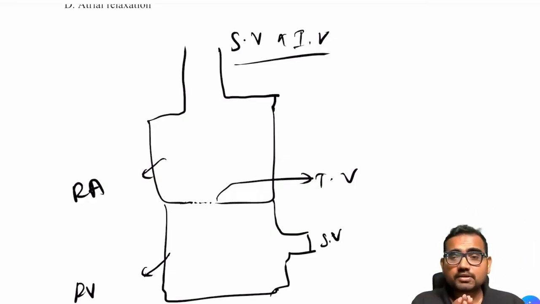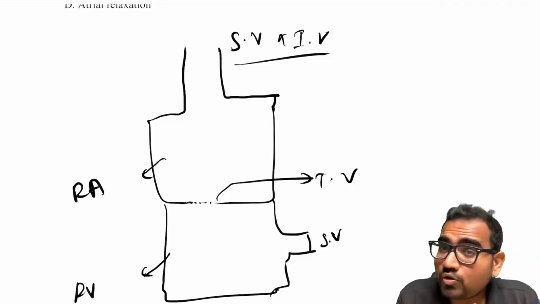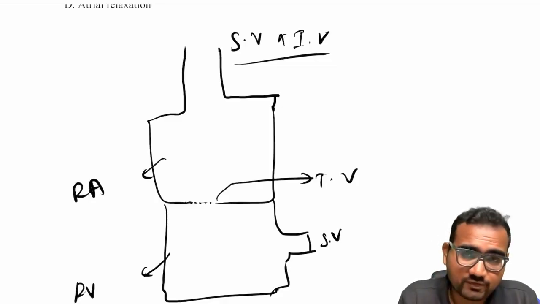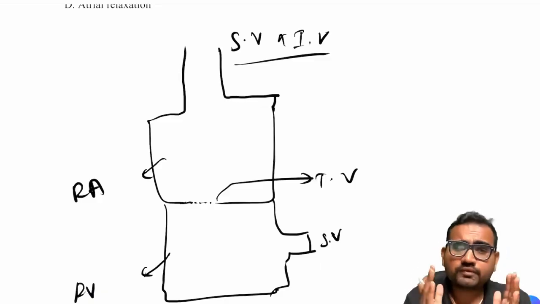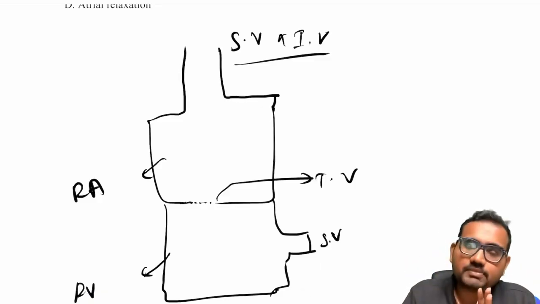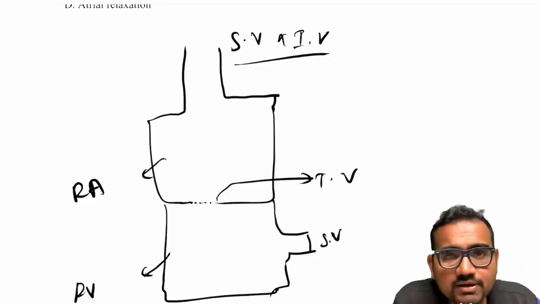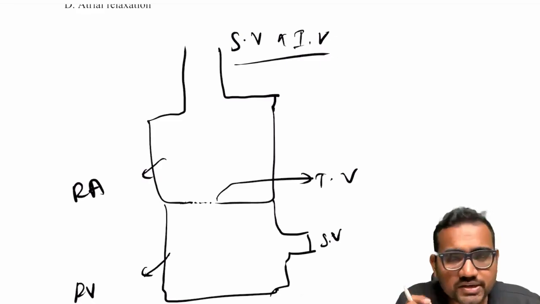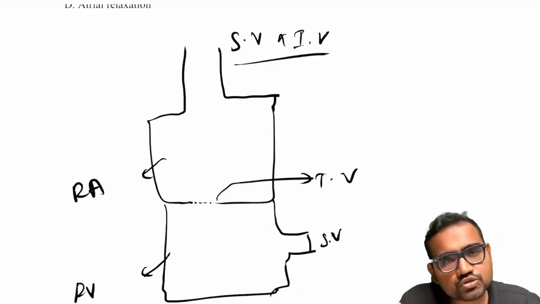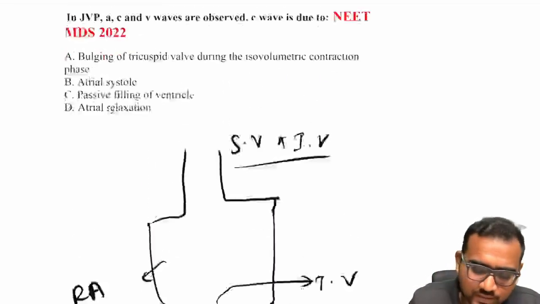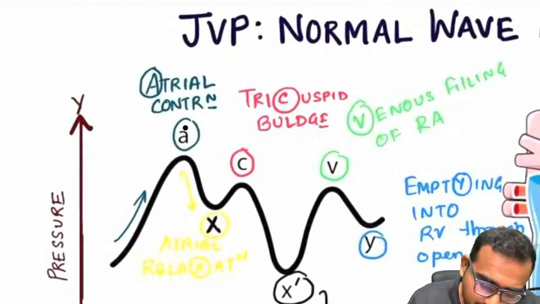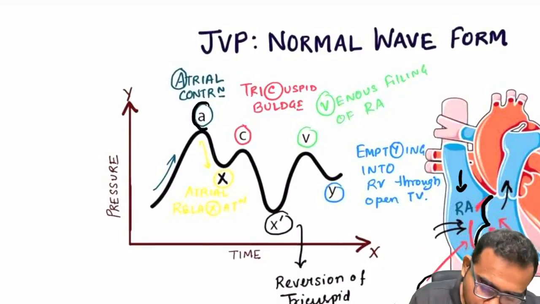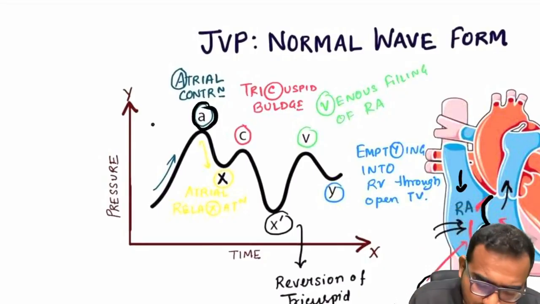So am I right in saying that whenever the right atrium contracts, there is going to be some amount of backflow of blood into the superior vena cava and inferior vena cava? Why? Because there are no valves. So the atrial contraction that is causing the backflow of the blood into the superior vena cava and the inferior vena cava is going to result in the formation of A waves.